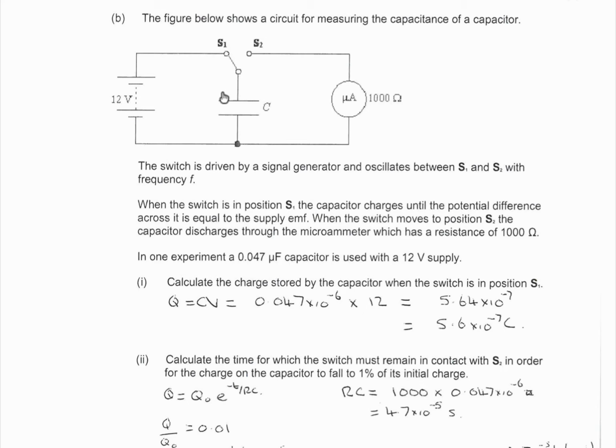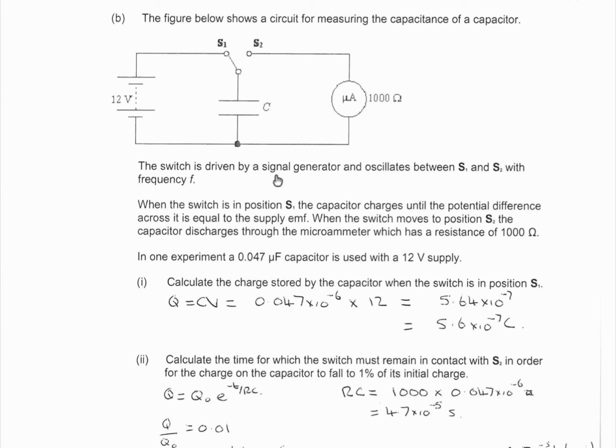So in part B, again, we've got a circuit that is shown for measuring the capacitance of a capacitor. So this is one way that you can calculate the capacitance of a capacitor. We've got a source of potential difference here, and in series with that we've got a capacitor, and then if you flip the switch over to S2, then the capacitor would discharge through this particular ammeter, and this ammeter's got a resistance. This resistance is 1000 ohms.